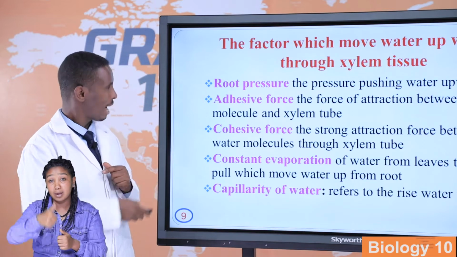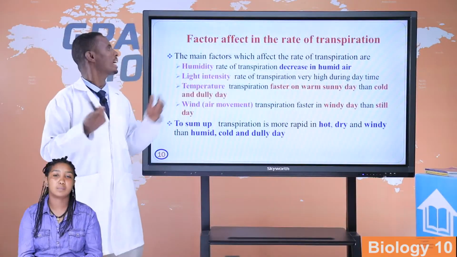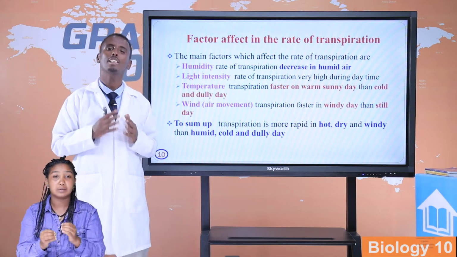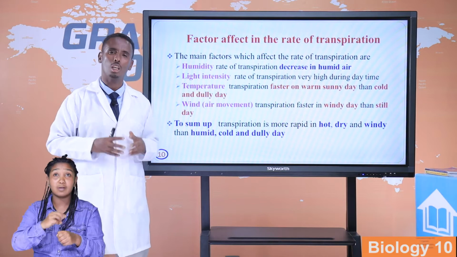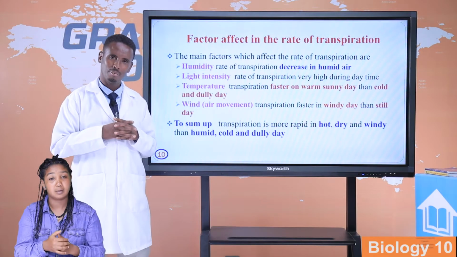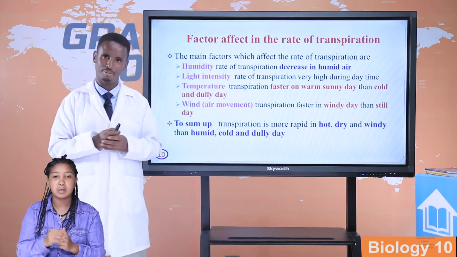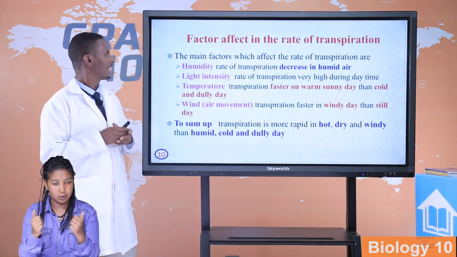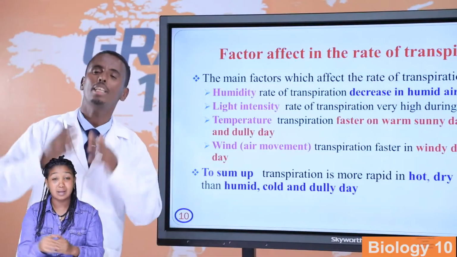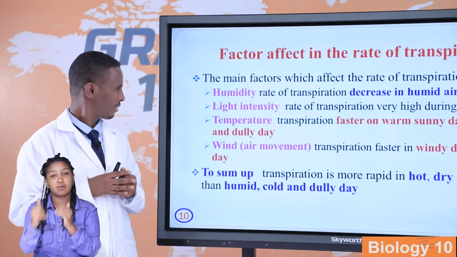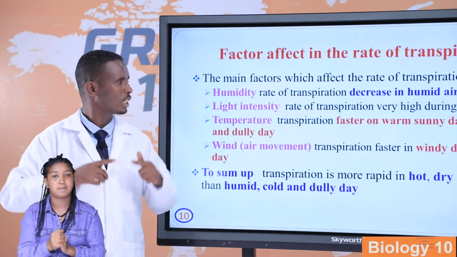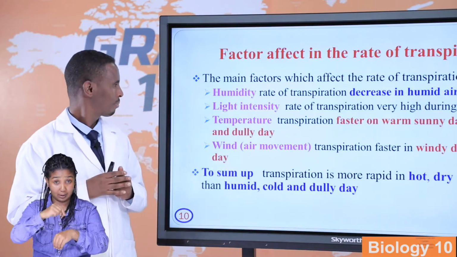So what are the factors that affect the rate of transpiration? We have said transpiration is the constant evaporation of water from the leaf. The first one is humidity, which means the rate of transpiration decreases in humid air. As humidity increases, the rate of transpiration decreases. Regarding light intensity, the rate of transpiration is very high during the daytime.